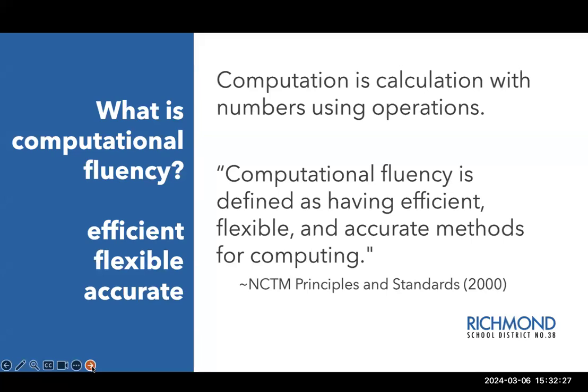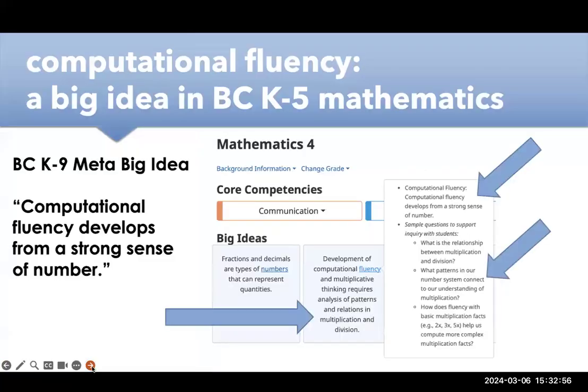The most commonly used definition of computational fluency is students and adults having efficient, flexible, and accurate methods for computing. So computational fluency isn't about just getting the answer, although accurate solutions are of course important, but it's also being efficient in how we do that and being flexible in our thinking so that we might choose different operations or different strategies or approaches dependent on what the numbers that are presented are. And so that's where number sense comes into play.